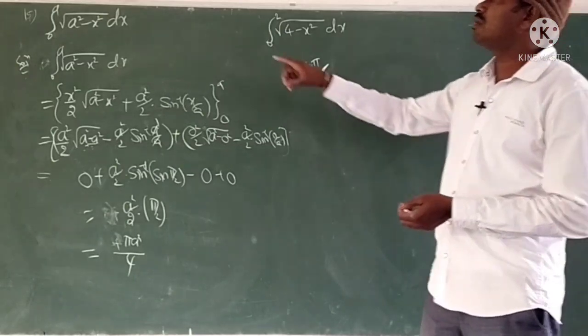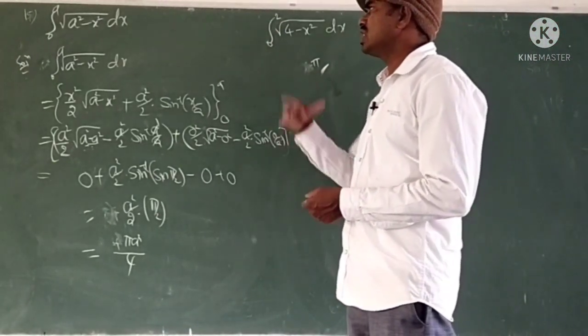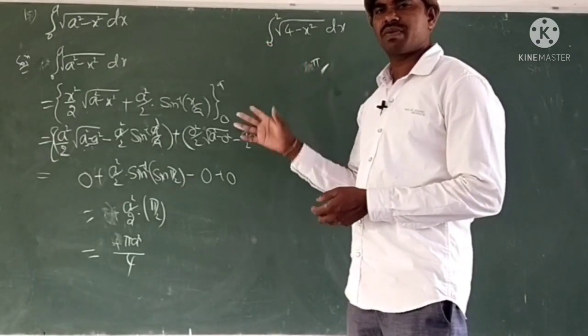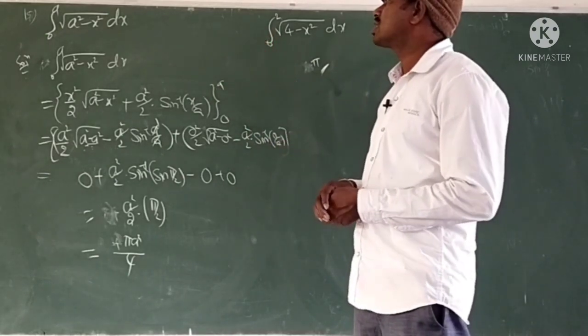This is the first formula in this type of three formulas. One is root of a square minus x square. Second one is root of x square minus a square. Third one is root of a square plus x square. Three formulas are there, and these three are the most important formulas.